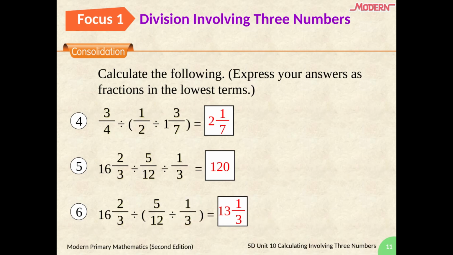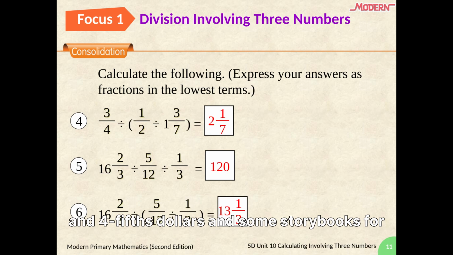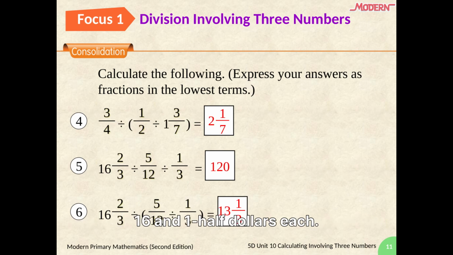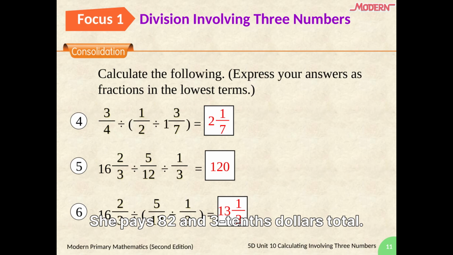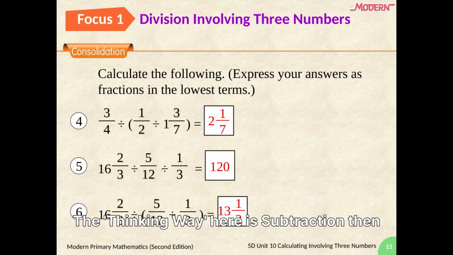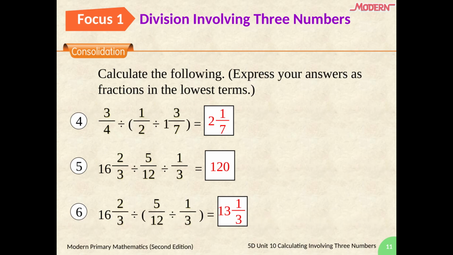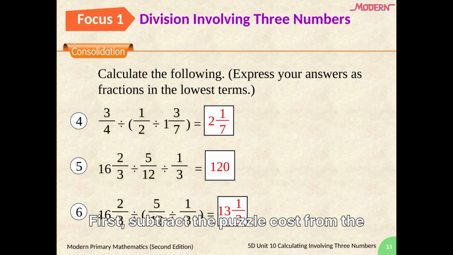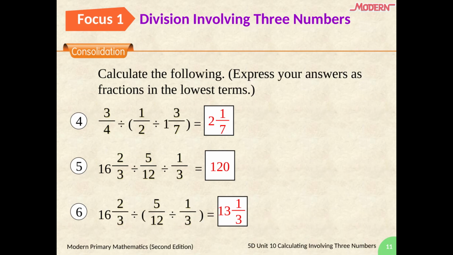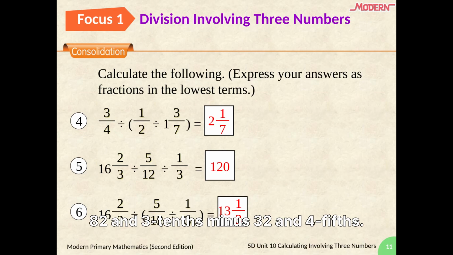Finally, page 36. Jenna is buying a puzzle for 32 and 4/5 dollars and some storybooks for 16 and 1/2 dollars each. She pays 82 and 3/10 dollars total. How many storybooks did she buy? The thinking way here is subtraction then division. First, subtract the puzzle cost from the total to find the money spent on storybooks. 82 and 3/10 minus 32 and 4/5.